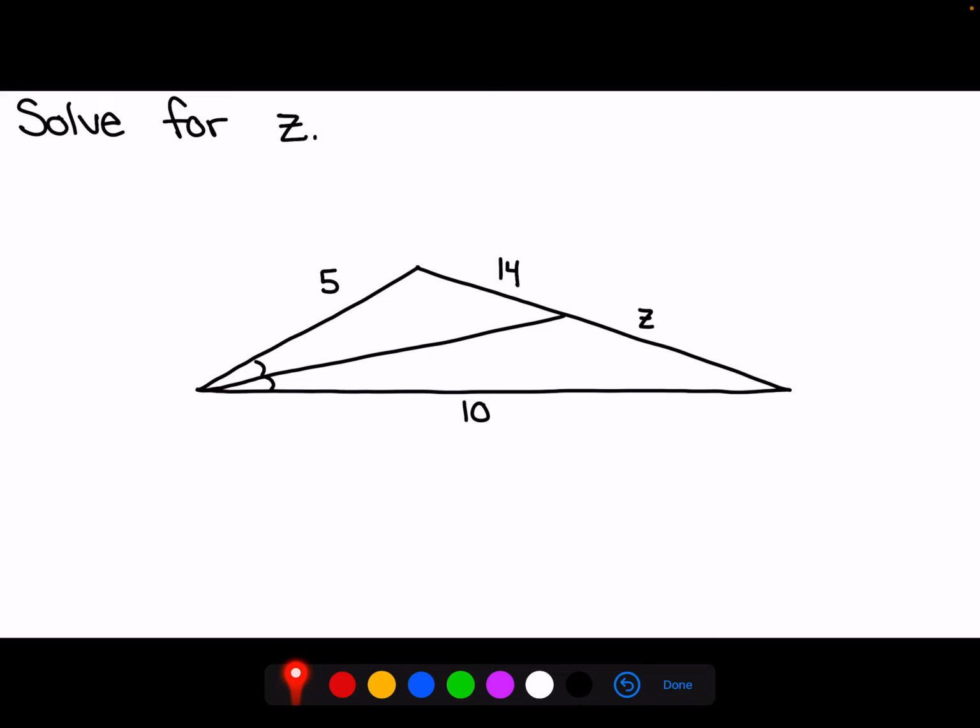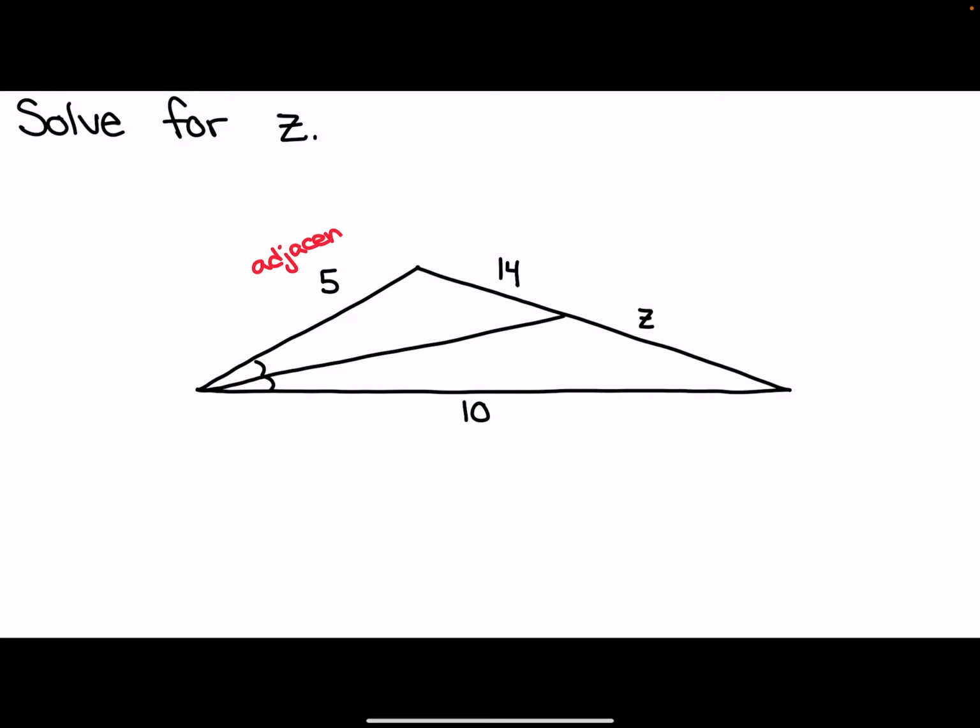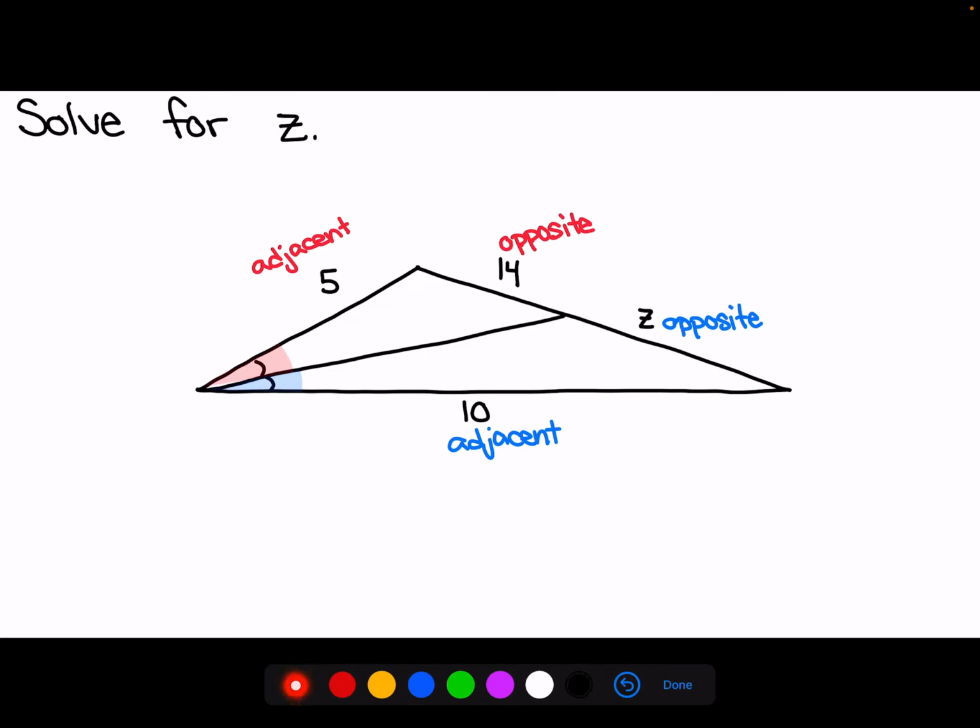Start by labeling up your triangle as adjacent and opposite. For this angle down below, the opposite side would be z, which would make 10 adjacent, and 10 is right next to that angle, so it works. Meanwhile, on the upper congruent angle, the side opposite is 14, and the side that is adjacent to it is 5. So we start by labeling up. Now for this, I'm going to use the proportion of adjacent over opposite, giving us 5 over 14 equals 10 over z.